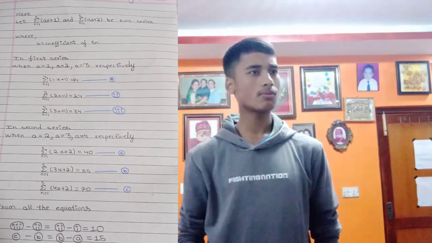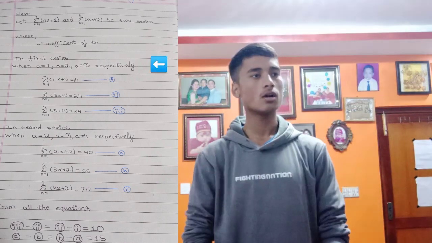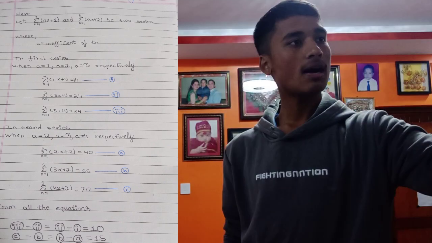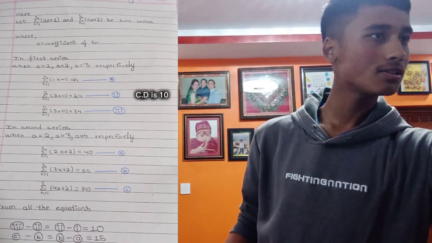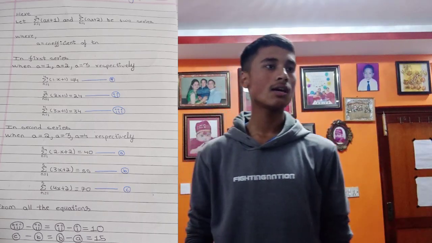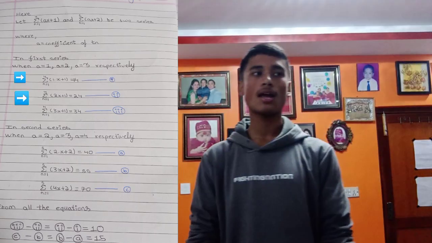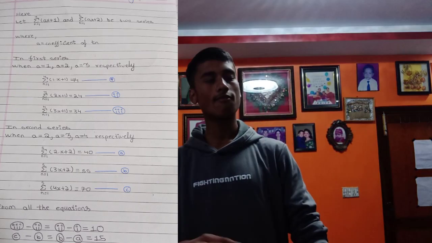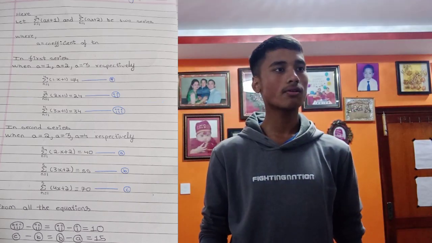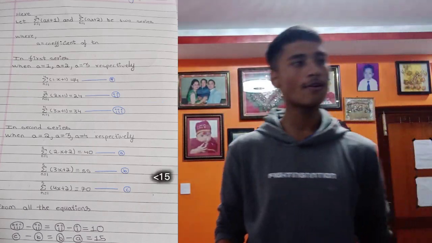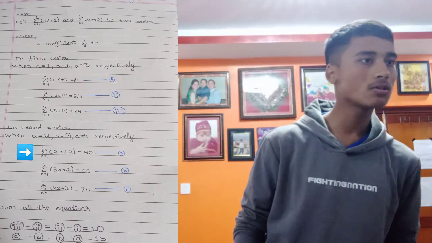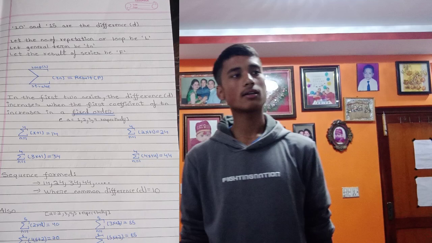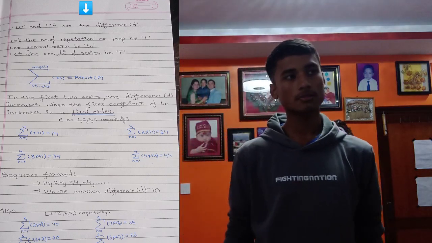So in the first series, when the coefficient of the general term is 1, 2, 3 respectively, the series increases by a gap or common difference of 10. So in the first it was 14, in the second it was 24, and in the third it was 34. And in the second series, when the coefficient was 2, 3, and 4 respectively, the series increased by gaps of 15. So in the first it was 14, in the second it was 55, and in the third it was 70. We can all agree that the common differences are 10 and 15 respectively.